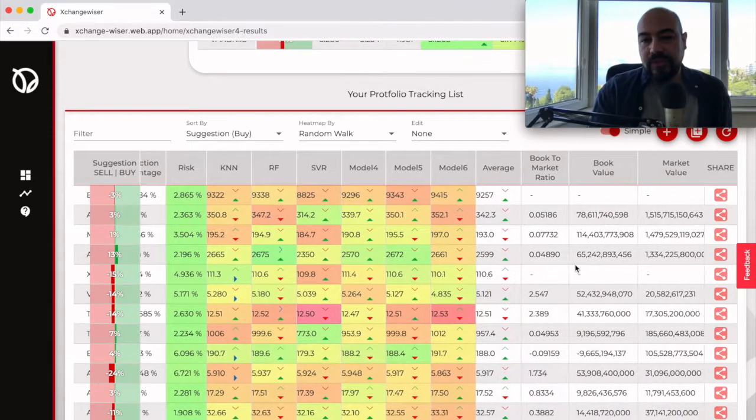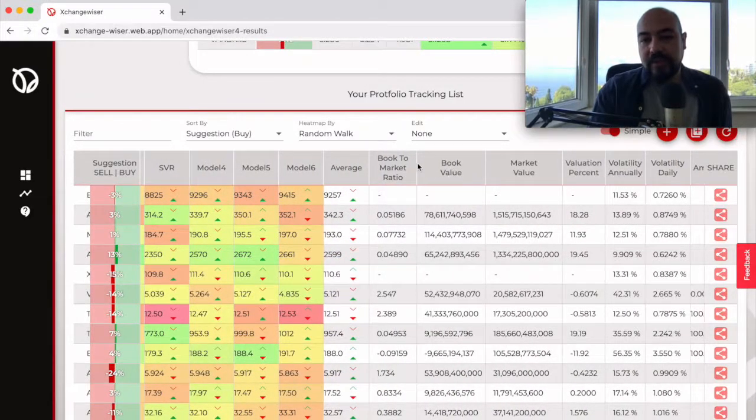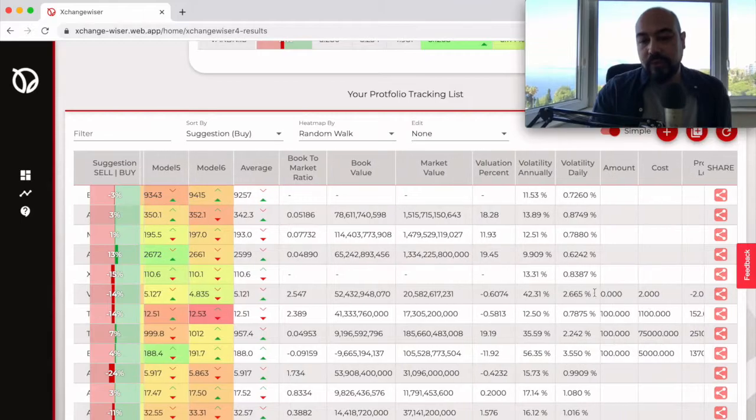Of course, there is some fundamental analysis in here, so you can see the book value, market value, book to market ratio, the valuation percentage. Volatility is also another important issue in here. Higher volatility means higher risk, but if you are making a high frequency trade or daily trade, maybe you prefer to go with a higher volatility investment tool because you can catch some opportunities for higher increase.